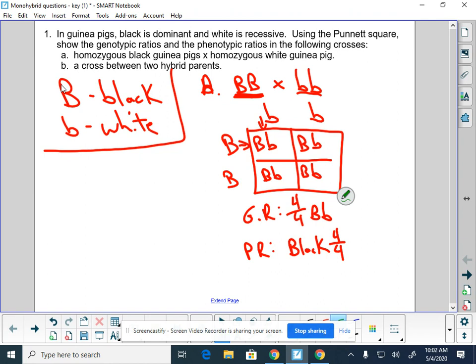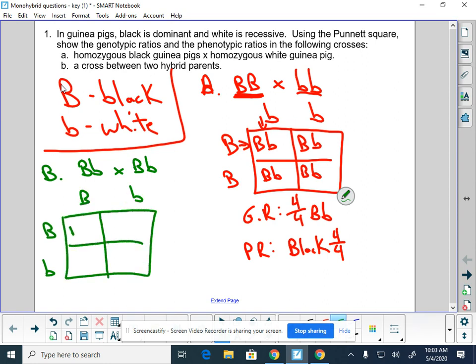Let's do question B this time. Pick a different color. A cross between two hybrid parents. Remember, hybrid is another word for heterozygous. Means the letters are not the same, the alleles are not the same. So it's big B, little b times big B, little b. Do my Punnett square, so segregate out the alleles. One parent has a big B allele and a little b allele. The other parent is the same. Punnett square. And now I fertilize. That's my fertilized Punnett square.